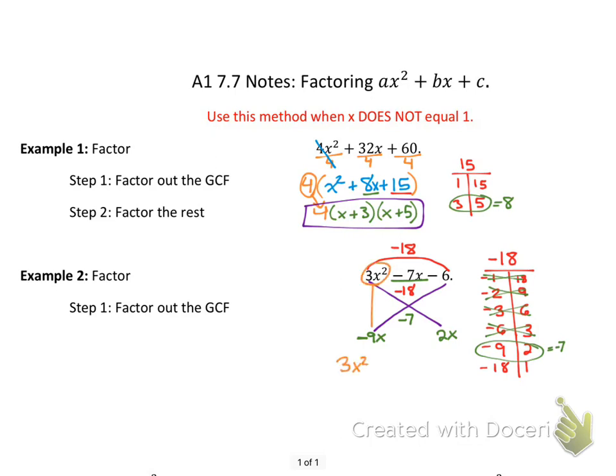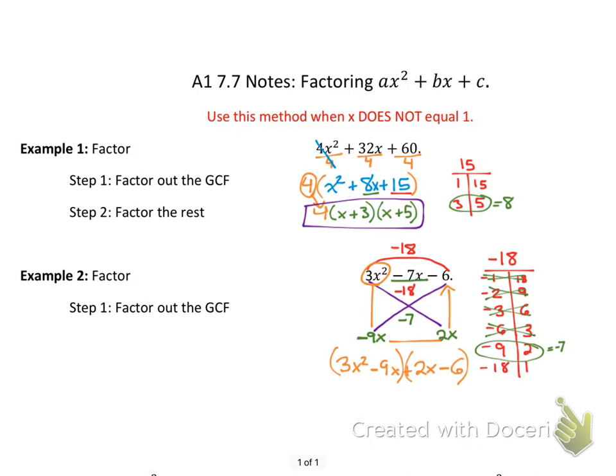We go down and we write negative 9x. We go over and write plus 2x. And then we go back up to get to negative 6. Now we're going to group. We're going to group the first two terms and the last two terms and take out GCFs.